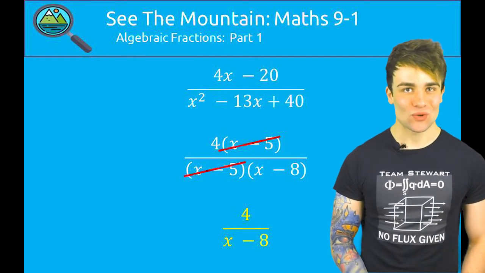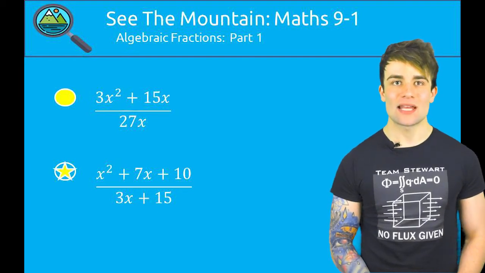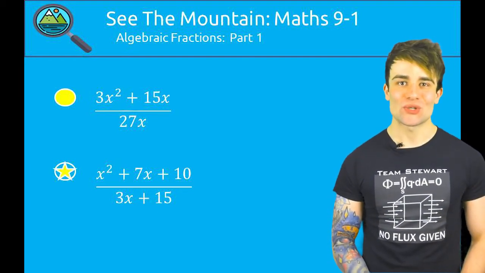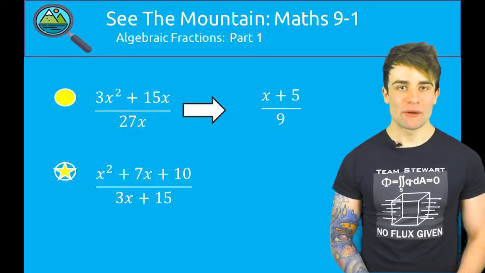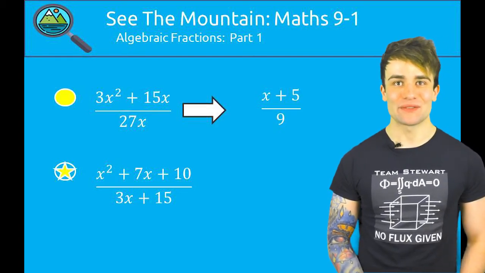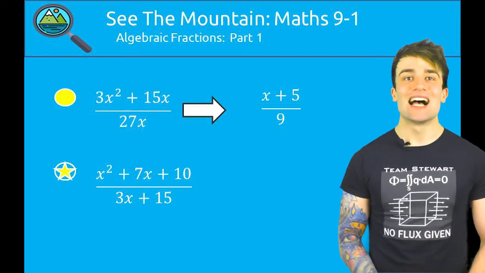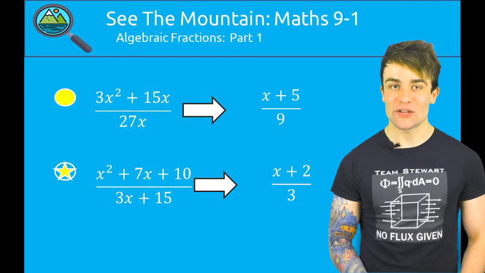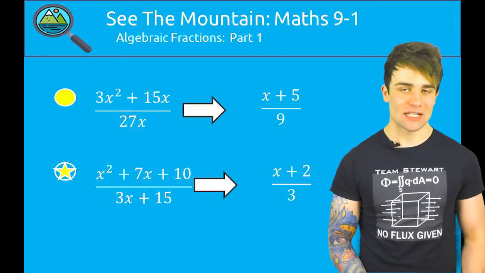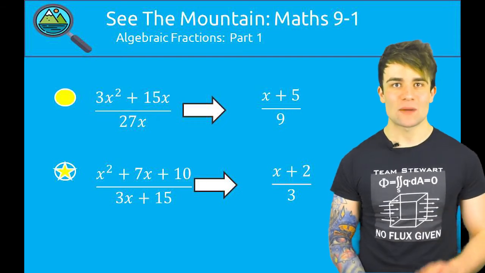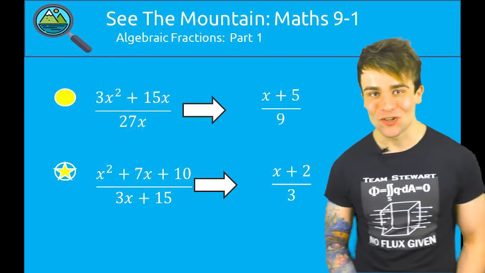Right, could you take a moment now to try this one? So you've got 3x squared plus 15x over 27x, and then a more challenging version just underneath. Best of luck. Alright, so hopefully you were able to factorise and cancel out common terms to find x plus 5 over 9 as a simplified expression. And then we had to now factorise quadratic expressions for the numerator of the second, and we found, after cancelling, we could simplify that right down to x plus 2 over 3. And that is simplifying algebraic expressions in a nutshell.